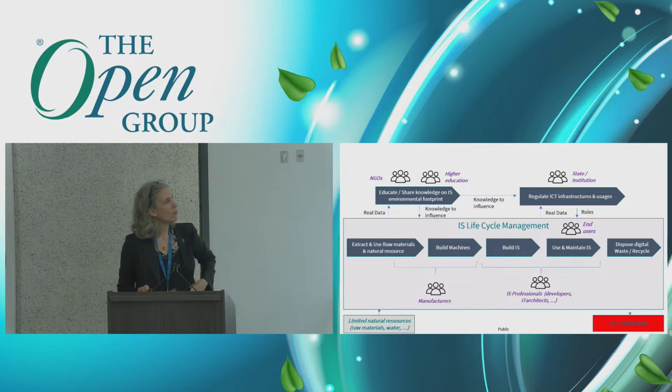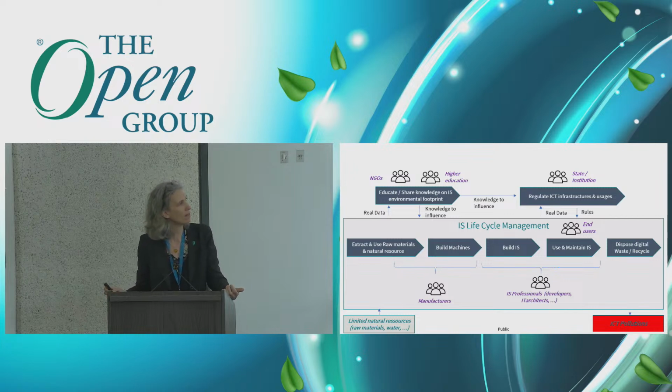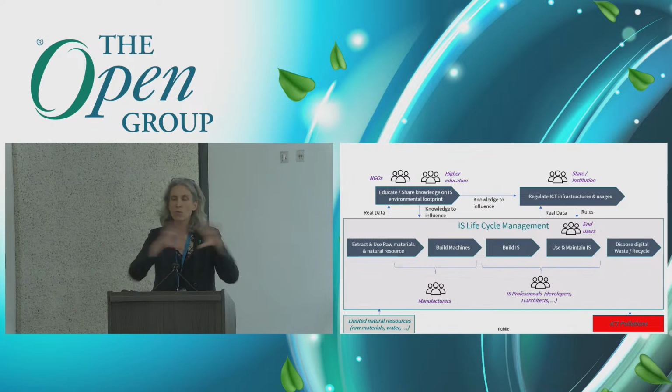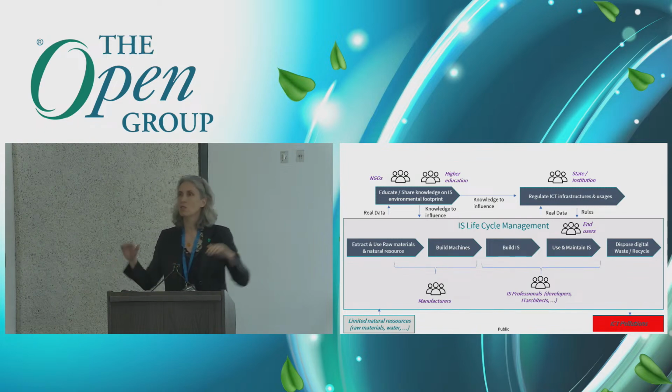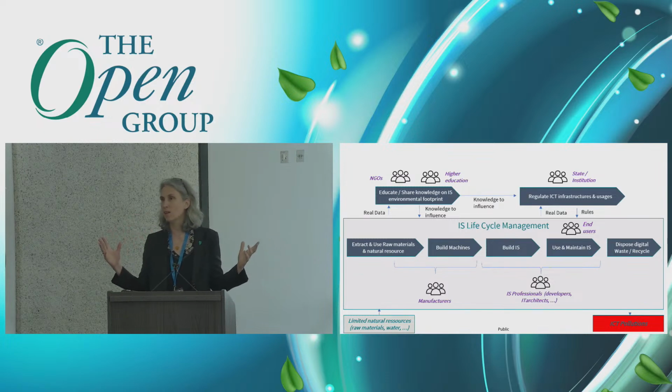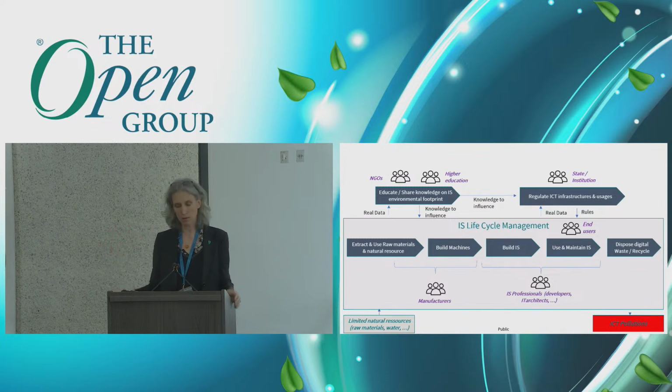So as you go through the guide, you will see different artifacts. The first one represents the information system lifecycle management, and what is a bit different compared to what we usually do is that it looks at the full supply chain, from the extraction of raw materials and natural resources until the waste. So you have to consider the full life cycle of your IT equipment when you think of digital sustainability.